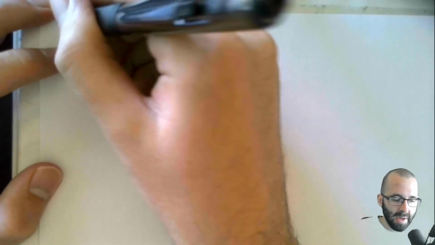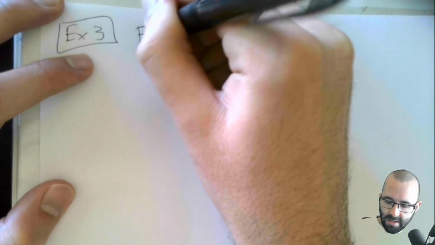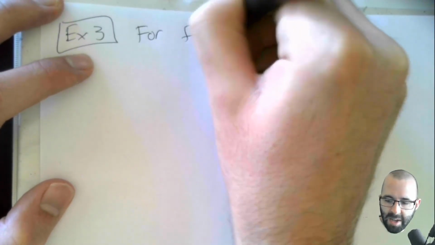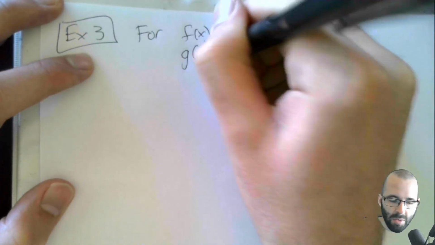All right, so let's do a little bit more with functions. Example, I lost, oops, sorry, document camera, it's not a webcam. Example 3, I think, maybe. It's example 3 now, like it or not. So for f of x, same functions, 3x squared plus 5, and g of x, 3 minus x.